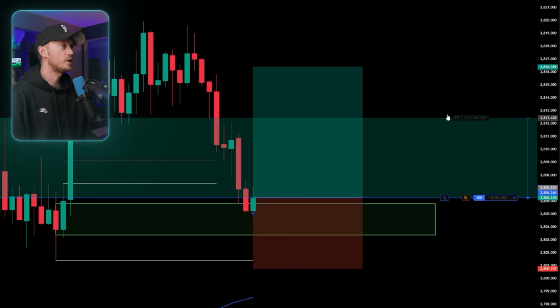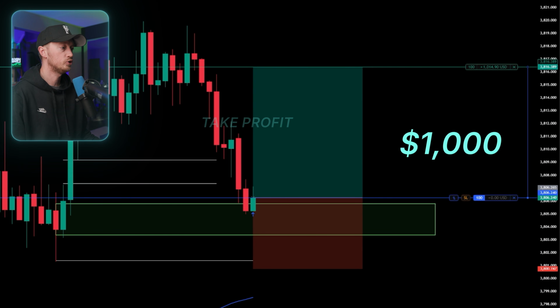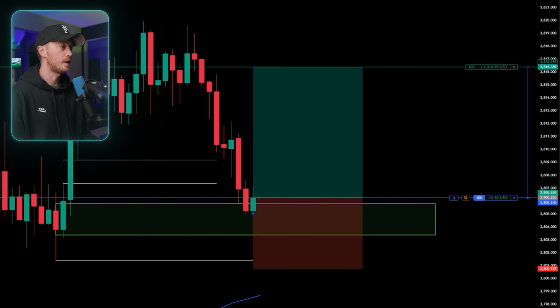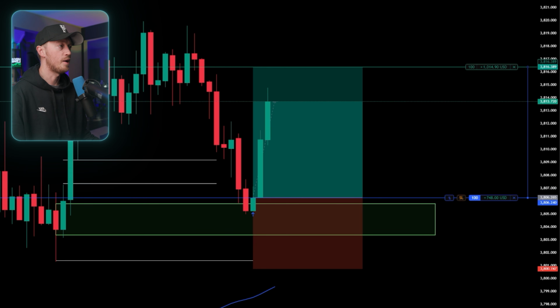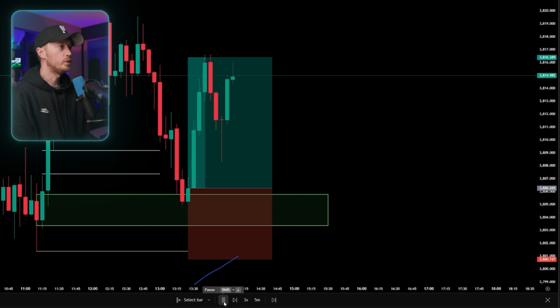Let's pull our take profit all the way up here for about $1,000, and then we can slowly play out this position. Very, very nice. Smashing my take profit. And I promise I haven't even looked at this chart. Okay, so now we won the trade.